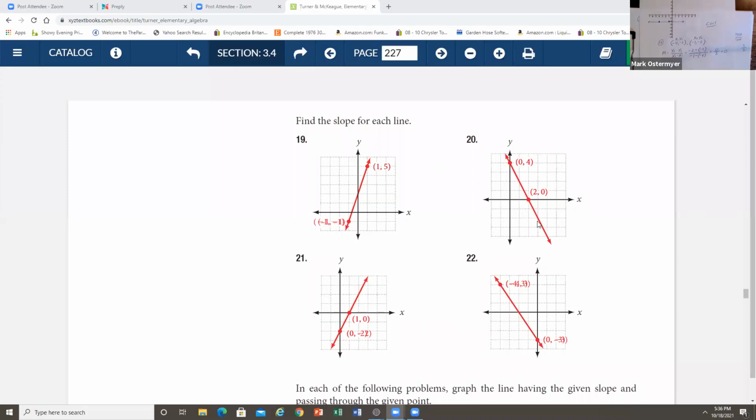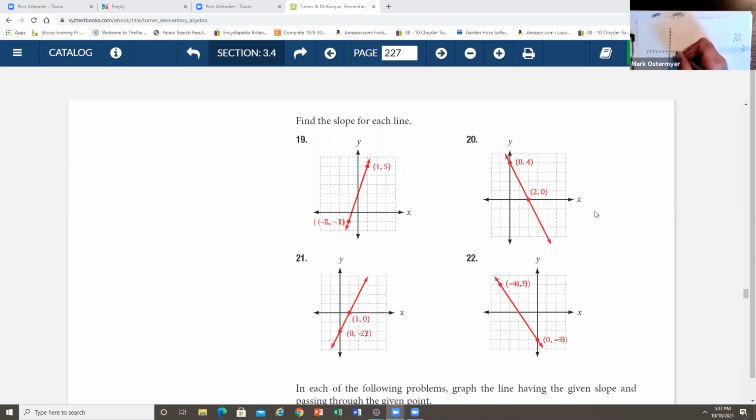Back to the textbook here. Now here they're giving you the graph of a line and they're giving you 2 points on the line and they want you to compute the slope of the line. Now you can compute the slope one of 2 ways. You can do it mathematically or you can do it geometrically or graphically. Like if you look at problem number 20, they give you 2 points that this line contains or passes through, namely 0, 4, 2, 0. And with that information, they want you to find the slope of that line.